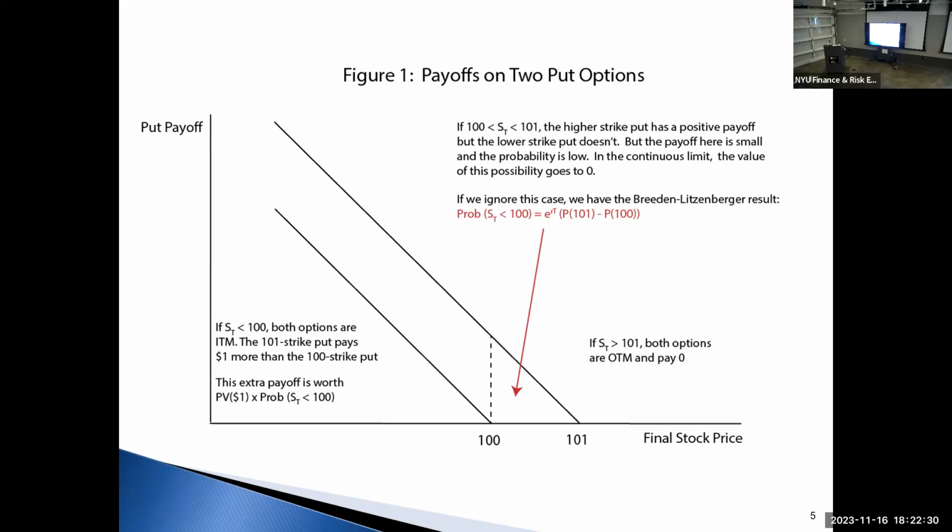Except for this one little bit here. Right? There's one little bit here is where the 101 strike put is in the money, but the 100 strike put isn't in the money yet. And so if we're looking at the total value of the 101 strike put, it's equal to the payoff on the 100 strike put plus $1, plus this little bit in here. Right? If we ignore that little bit, then we can just solve this and say the probability that the stock's going to be below 100 is the future value of the difference in the market prices for the two puts.